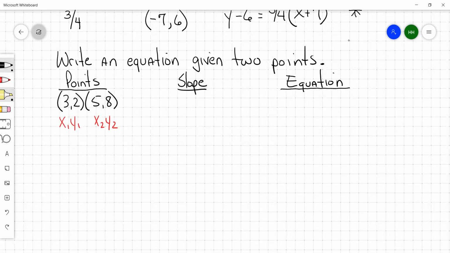So the slope here, your m, would be equal to 8 minus 2 divided by 5 minus 3. So we get 8 minus 2 is 6, and 5 minus 3 is 2, and 6 divided by 2 is 3. So now you have a slope, and you have 2 points. I'm just going to use the first point, and it's a repeat of what you just did. So you've got y minus 2 equals the slope, which is 3, times x minus 3.